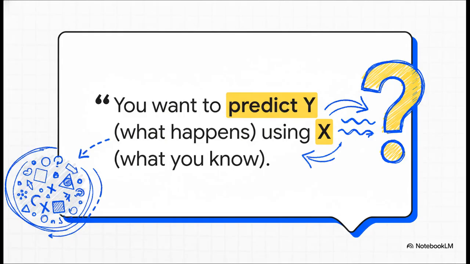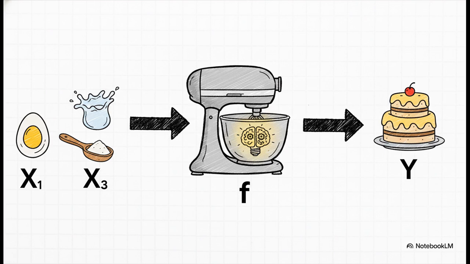Honestly, this quote from the source material just says it all. This is the entire philosophy wrapped up in one single sentence. You want to predict Y, what happens, using X, what you already know. It's that simple and that profound. And for those of you who like to see the mechanics, this is what our recipe looks like as a formula. Our target, Y, is basically some function of all our features, all our X's. And that little F right there in the middle, that's our machine learning model. It's the master chef in our kitchen that figures out the exact relationship between the ingredients and the final cake.